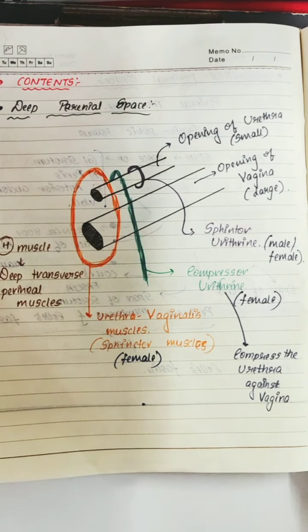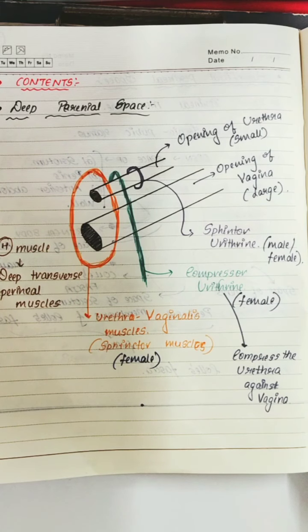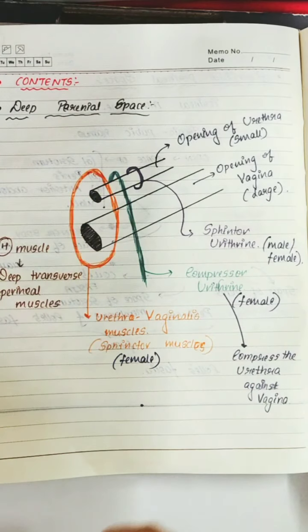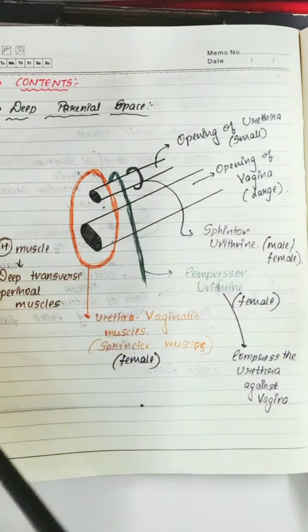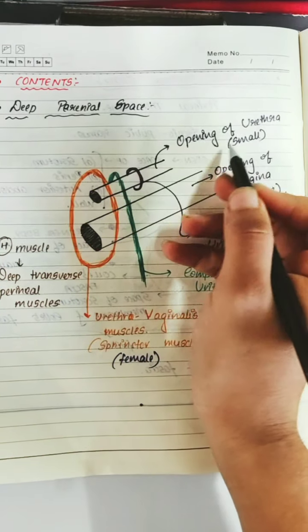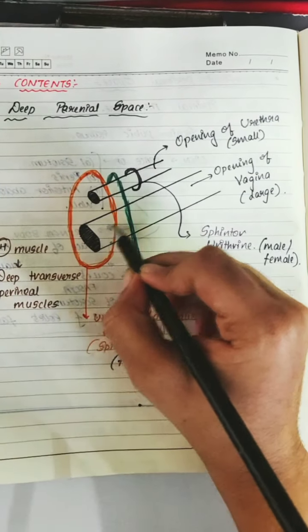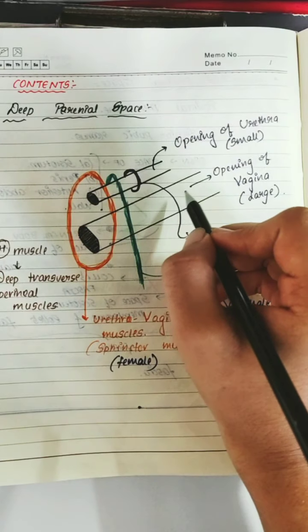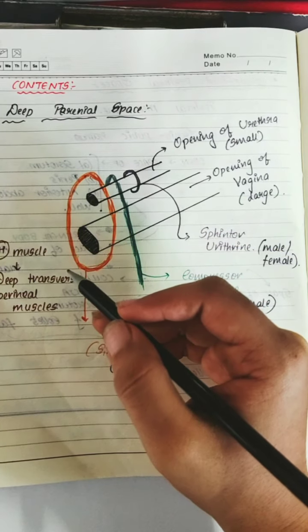Hello friends, I'll be explaining about the contents of the deep perineal space, perineal membrane as well as the superficial perineal space. As you can see in this diagram, there is an opening for the urethra. This is the female diagrammatic representation of the deep perineal space. You can see there is a small opening for the urethra. Then comes a quite bigger opening, that is the opening for the vagina. It is a bit larger compared to the urethra. So there is another opening called the opening of vagina.